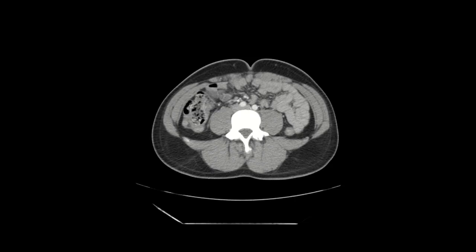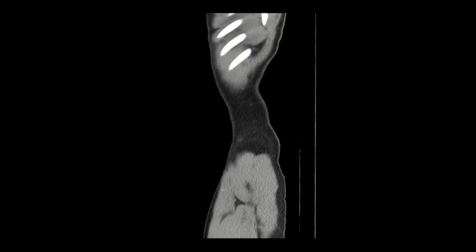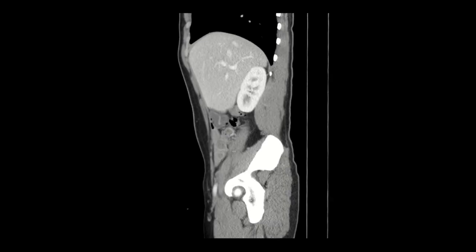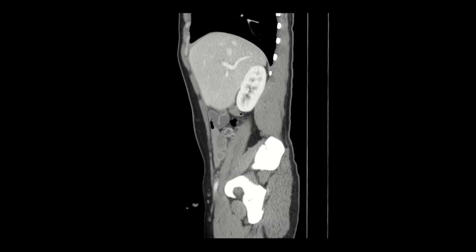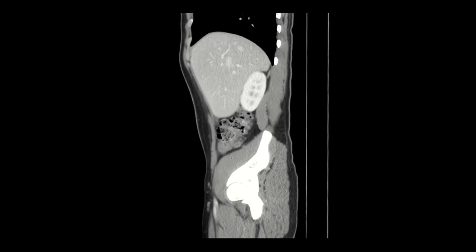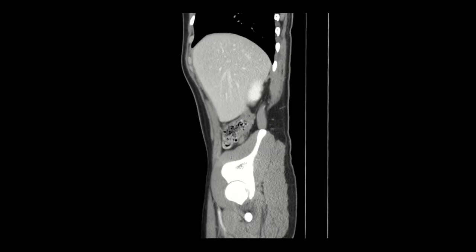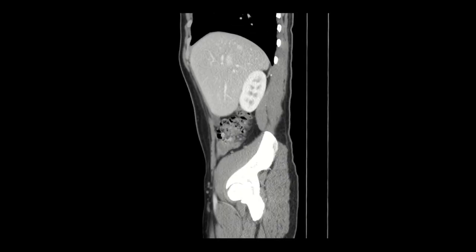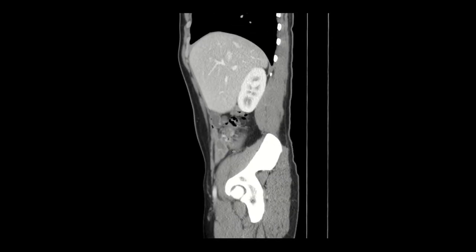Something that's helpful for me is to look at it on sagittal. And if I go on sagittal, you can see that here's the appendix again. So I'll scroll through once. Let's see if you can see it. And so hopefully you're able to see it, but it's right here. I'm going to put some arrows on the course of the appendix as I scroll one more time.